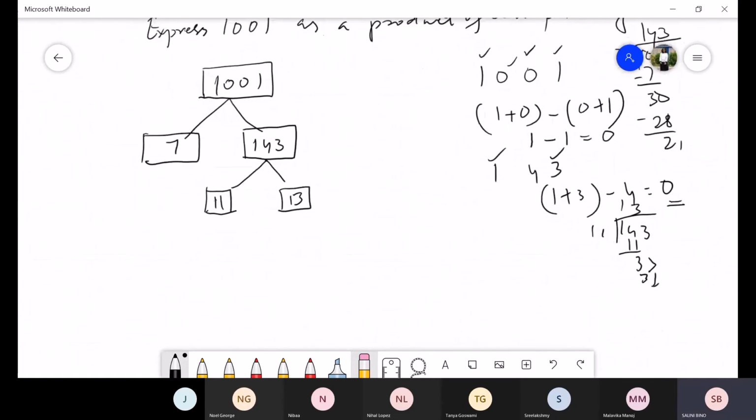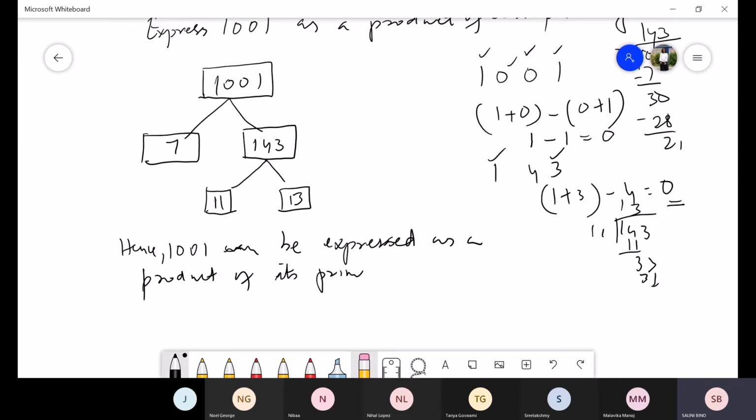So I'll write here, hence 1001 can be expressed as a product of 7, 11 and 13. That is the product of its prime factors. That is 7 into 11 into 13.